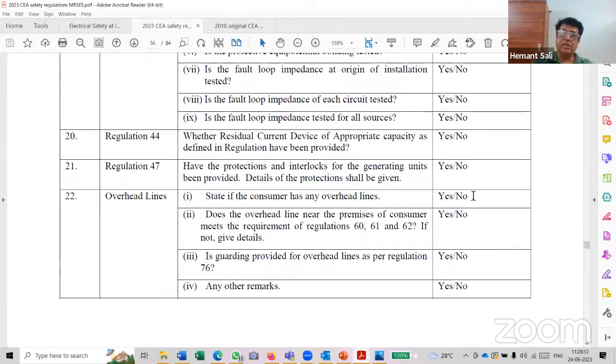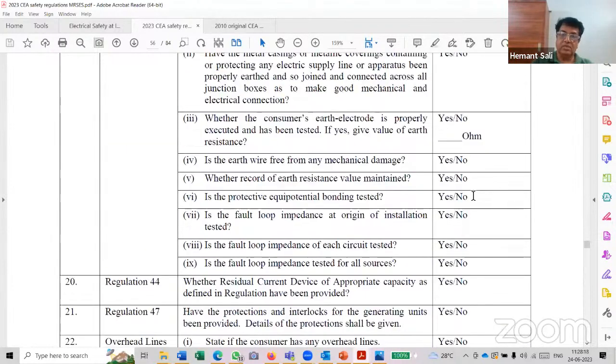And if you see here, there is no point on earth fault loop impedance in Form 1. It is mentioned in Form 2, and there is only a question whether it is tested or not. So does that make it safe? Anyone can say, yes, it is tested. But what was the result? Was it satisfactory or not? That doesn't answer it.